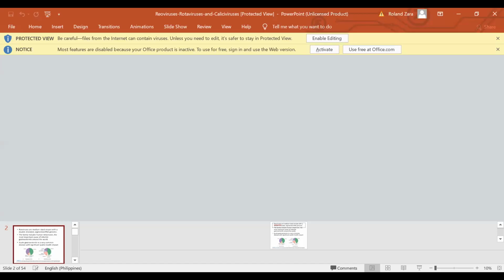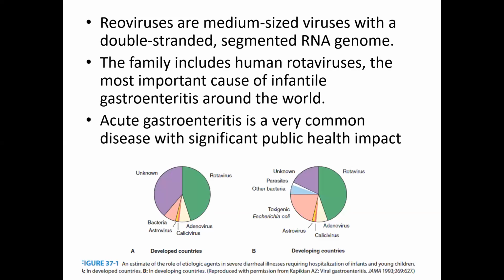Continue. Wait lang po ha. Wait. We'll wait for the others. Baka makompleto lang. Nakakaistorbo kasi nagpapa-admit. So, hintay lang natin sila.